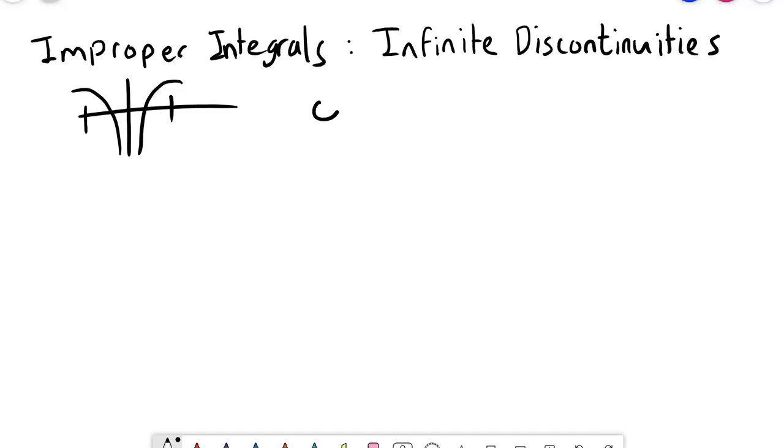And then there's also the case where we have a discontinuity like this. We might have to check something like that. And this is what this video will be aimed at looking at. So, time for the definition, right?